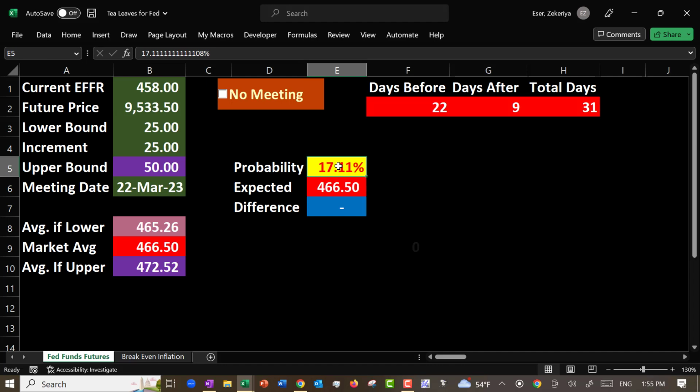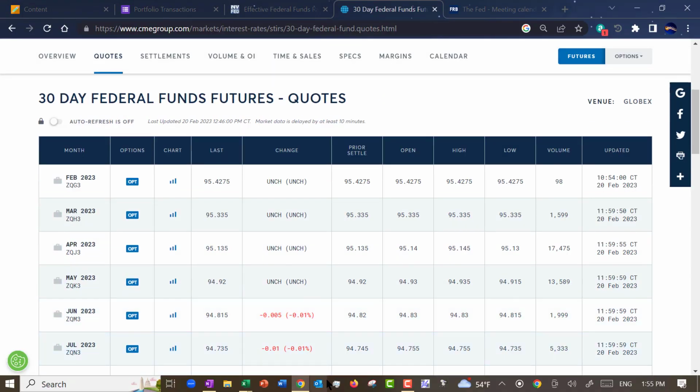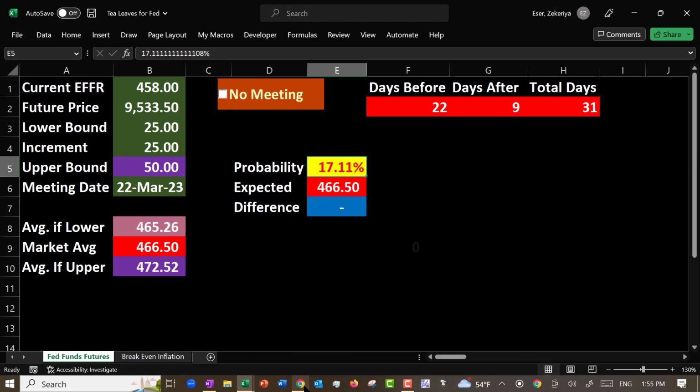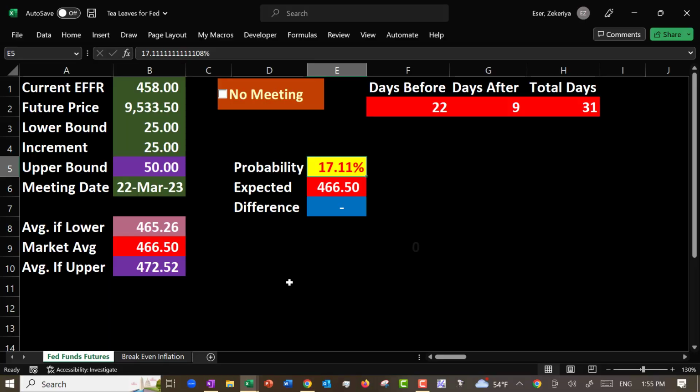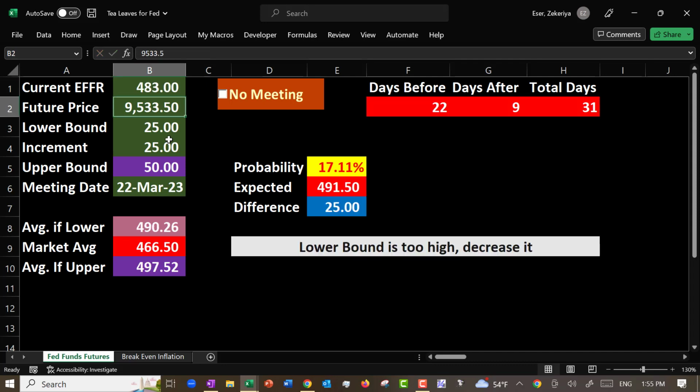Now let's see what market thinks. The meeting after that is in May. It's May 3rd. Okay. Let's assume that Fed will increase the rates by 25 in the next meeting. So if that is the case, it's going to be 483. All right. The meeting date is May 3rd. Let's see where the May contract is trading. 94.92.